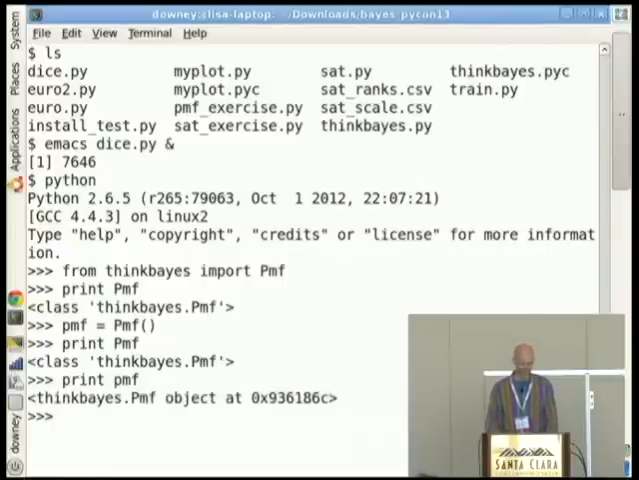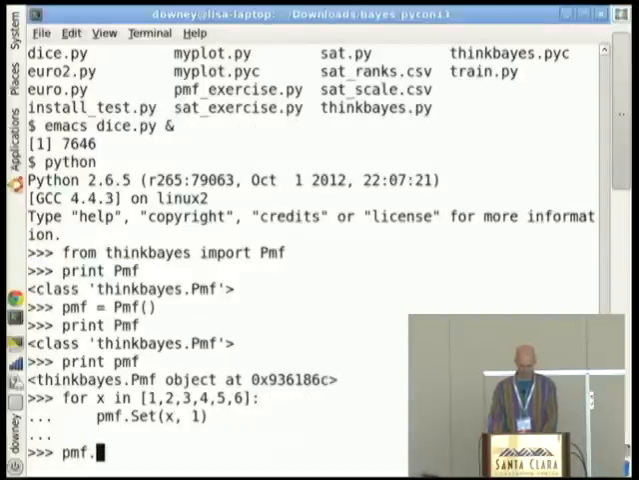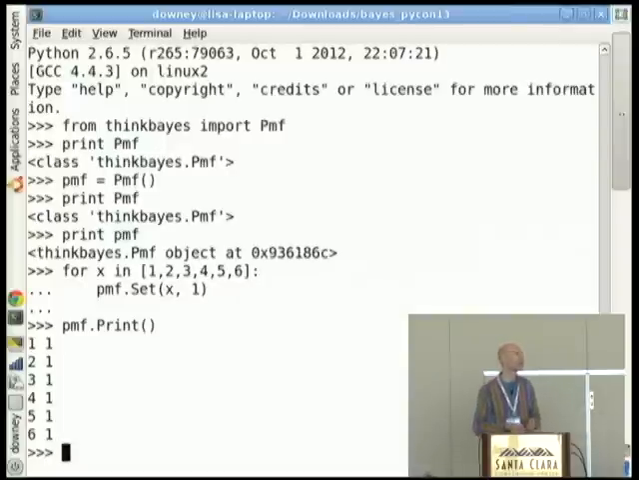Okay, so I instantiated a PMF object, and now for x in. So set is a PMF method that creates a new value in the PMF, and it gives it a certain probability. And if you now call pmf.Print, it will give you the list of all the values in the PMF and the probability associated with each one.